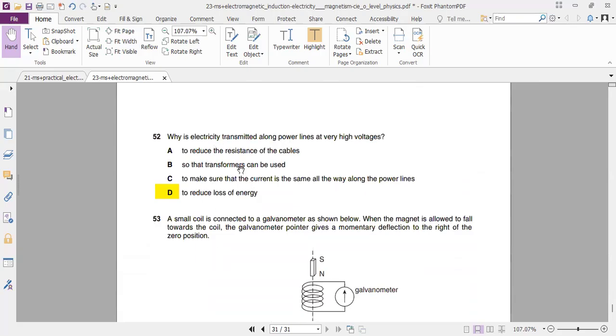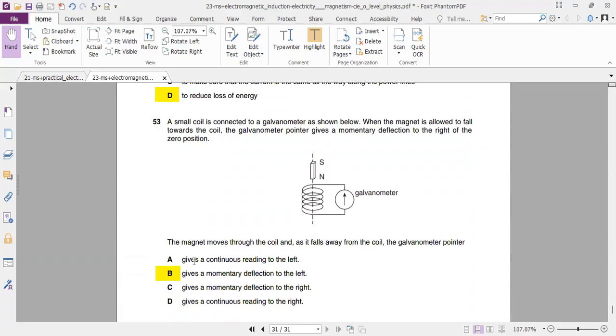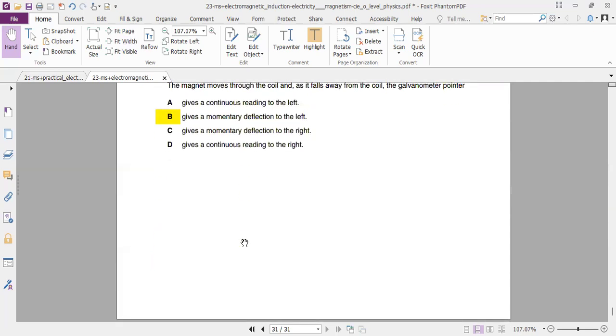To reduce loss of energy, the N pole falling through the coil, the galvanometer shows the reading. When it falls away, the galvanometer deflects to the left.